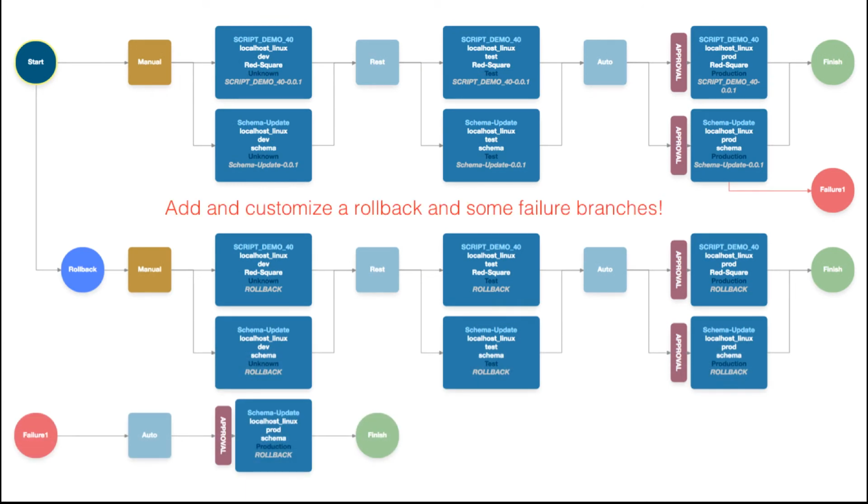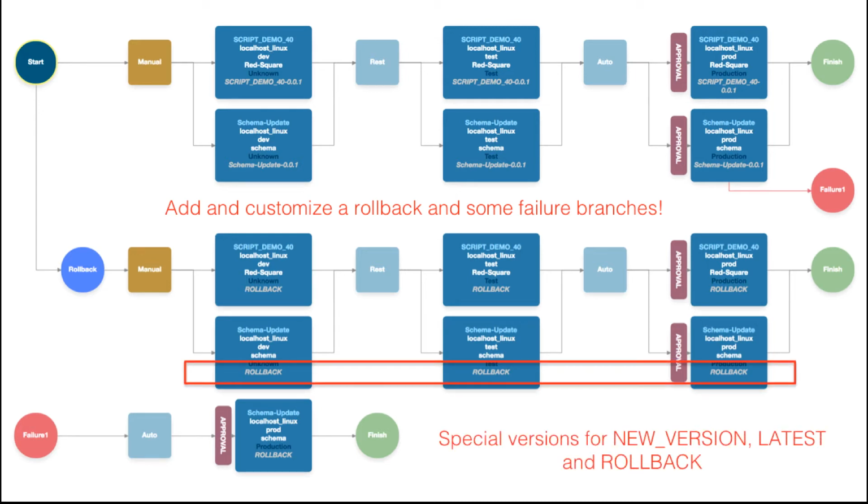Okay, so now we can take this pipeline and customize it to add some rollbacks and some failure branches and so on. What we've got here is the special versions that we can use for rollback. There's a rollback version, which is the N-1 version that was deployed to that environment. We've also got the special version, new version, which means at the start of this pipeline, create a new deployment package and increment the version number before you start the deployment. And we've got a latest version, so just deploy whatever the latest version is.